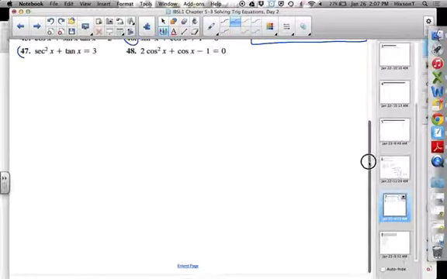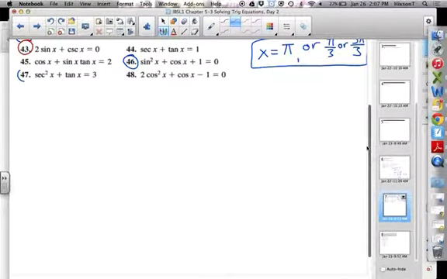43 was a little bit of a challenge because we had 2 sine x plus cosecant x. Now, cosecant and sine are related because cosecant is 1 over sine. So now the question is, how do we actually solve an equation like this?